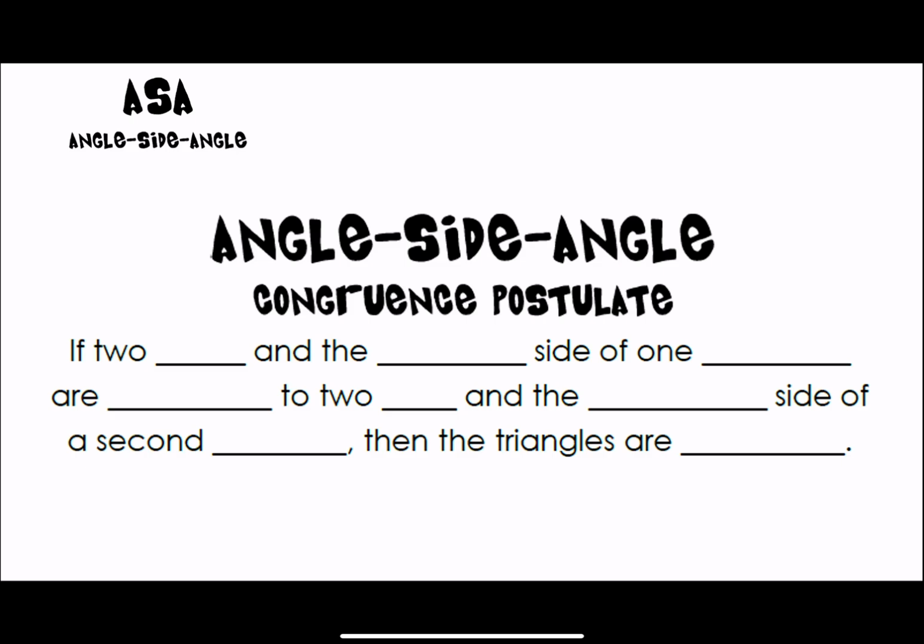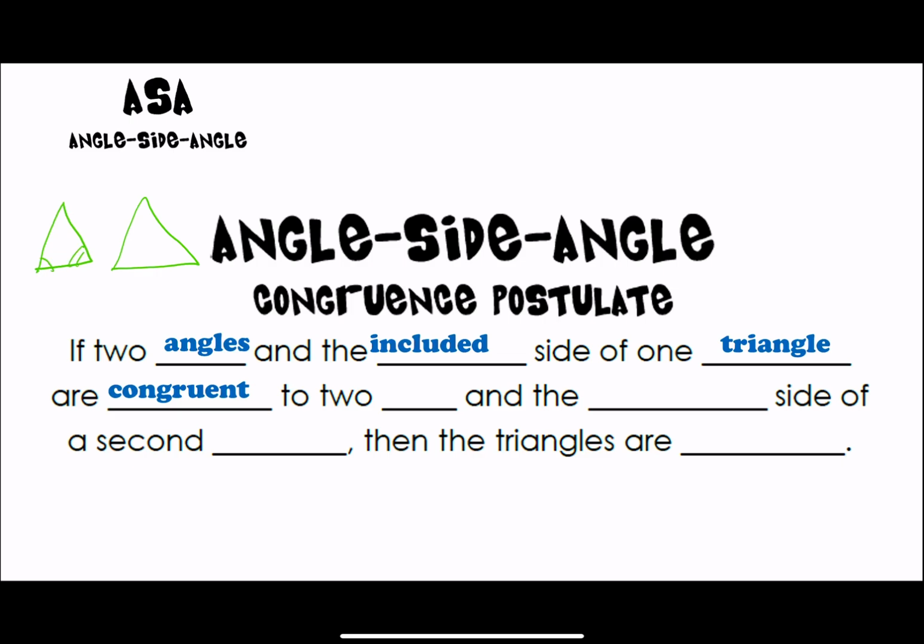All right, now angle, side, angle is kind of like side, angle, side, but the reverse. Now you need two angles and the included side of one triangle. So two angles, included side. Okay, and if they're congruent to two angles and the included side of a second triangle, then the triangles are congruent. Now that side that is congruent has to be in between the two angles. It's sandwiched in between the two congruent angles. And that's what that word included means.